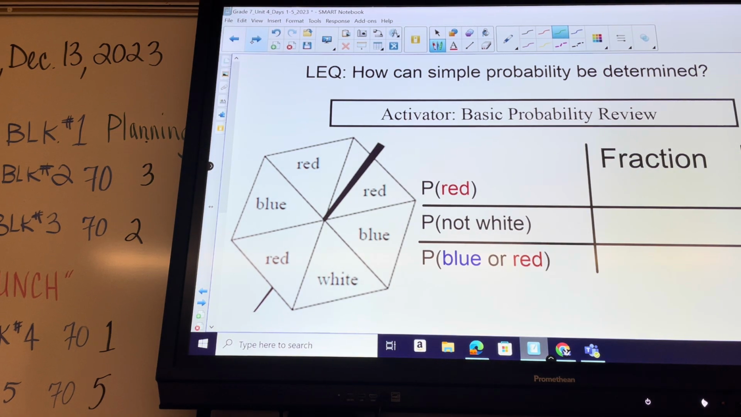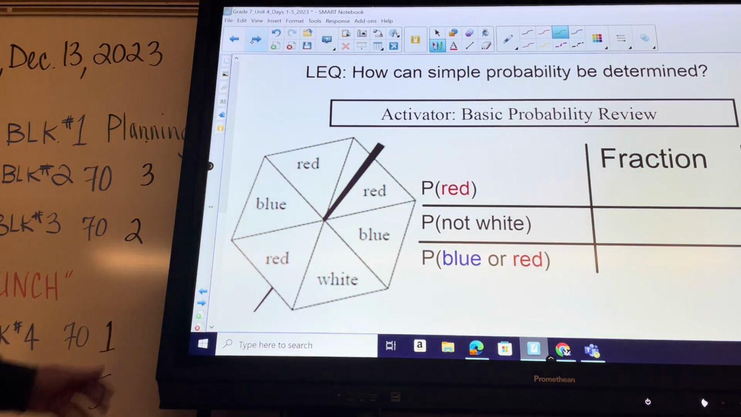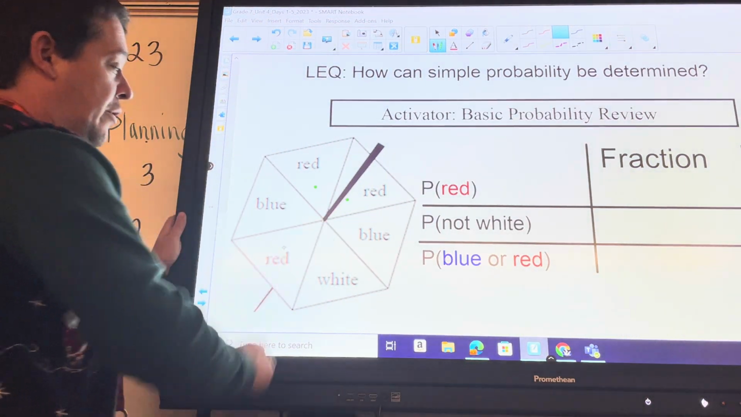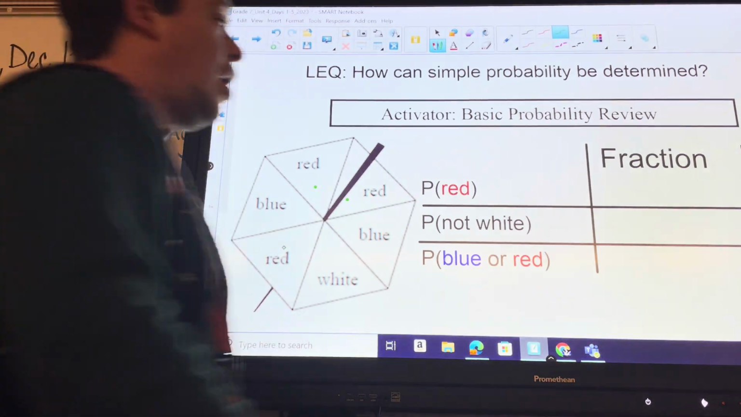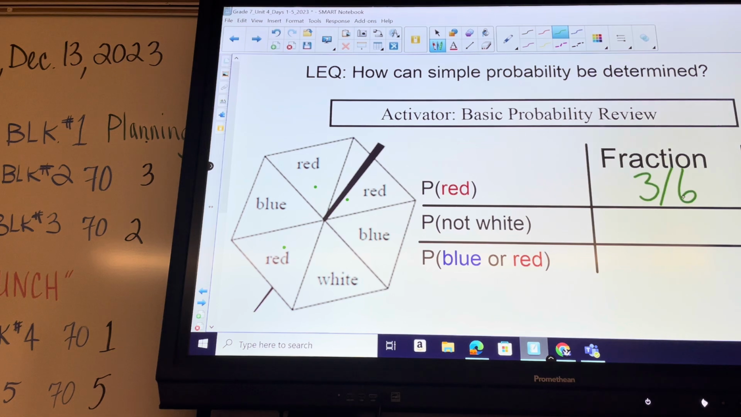Okay, at this point you should have it set up. When we're looking for a red, well, there are 1, 2, 3 reds. There are a total of 6. So you have a 3 out of 6 chance of spinning red. If you put that in your calculator, it gives you 0.50, which is also 50%.